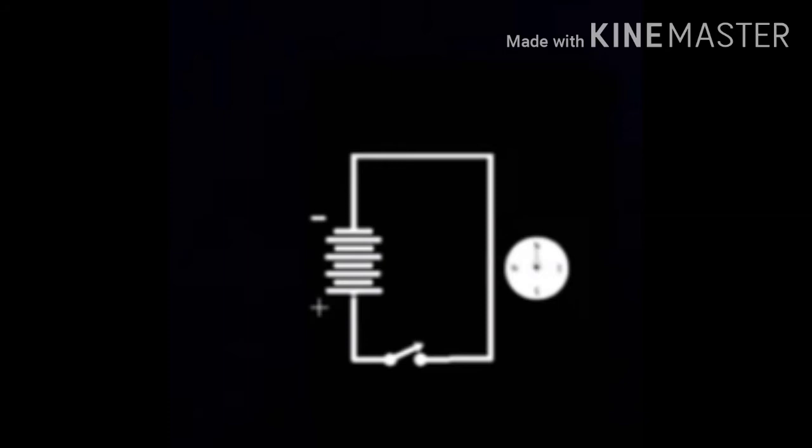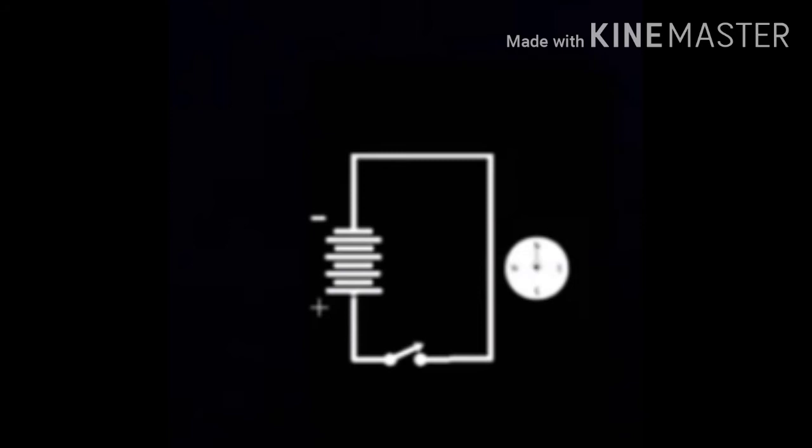Clear? Then again repeat the experiment. Switch on, and if you switch on, what happens, the current will flow. Current flows. And after current flows, if you place the compass needle near that copper wire, the conductor wire, what happens, that will show the deflection.